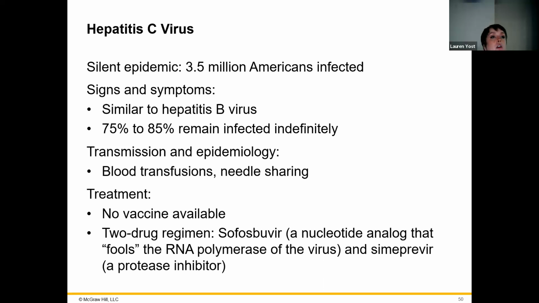This is transmitted by direct blood transmission. So we're talking intravenous drug use and blood transfusion. This is not typically transmitted through sexual transmission here. There's no vaccine for Hep C. There is treatment though. So keep that in mind.